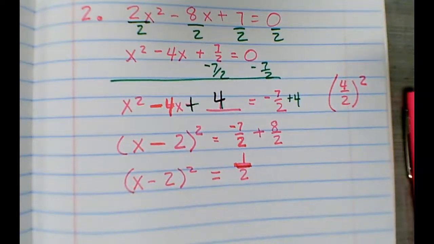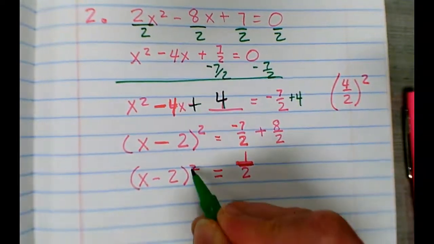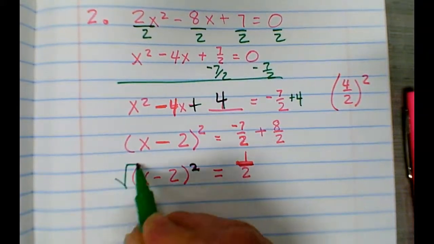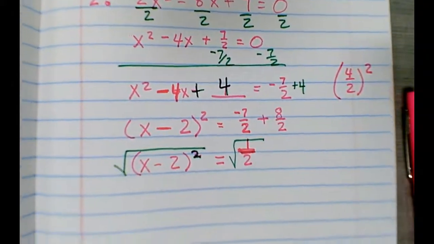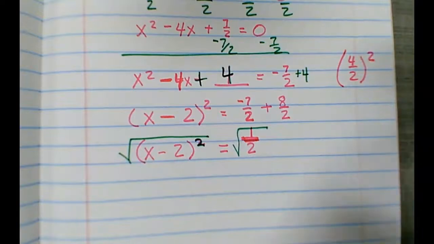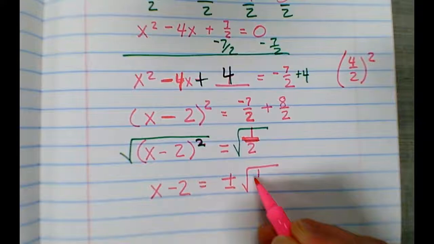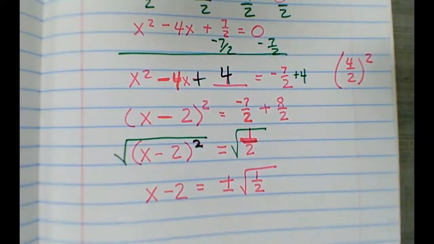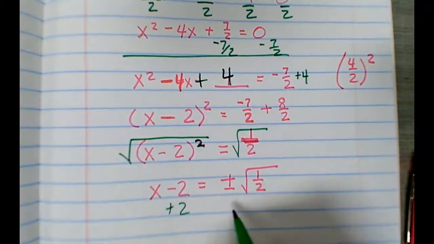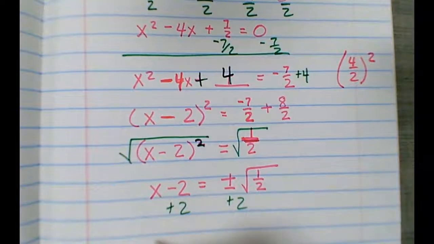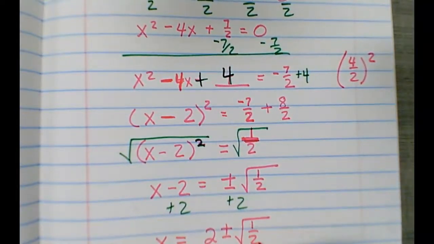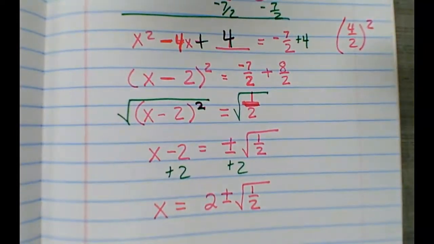Now, the reason I did all of those strange steps is to get to this point so that I can cancel out this square with a square root. The square and the square root cancel each other out. And this really doesn't reduce any. So, I'm solving for x. I'm going to add the 2 to both sides. And I'm going to leave it like that.